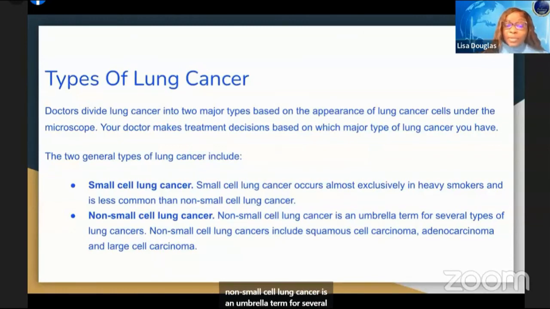Non-small cell lung cancer is an umbrella term for several types of lung cancers. Non-small cell lung cancers include squamous cell carcinoma, adenocarcinoma, and large cell carcinoma.